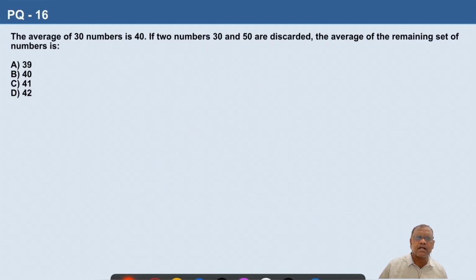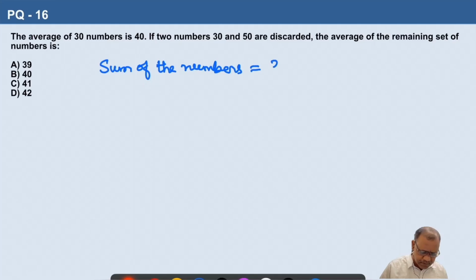Question number 16. The average of 30 numbers is 40. If two numbers 30 and 50 are discarded, the average of the remaining set of numbers is what? The average of 30 numbers is 40, so what is the sum of the numbers? It is 30 into 40. 30 numbers are there and their average is 40, so that is 1200. 1200 is the sum of the numbers.